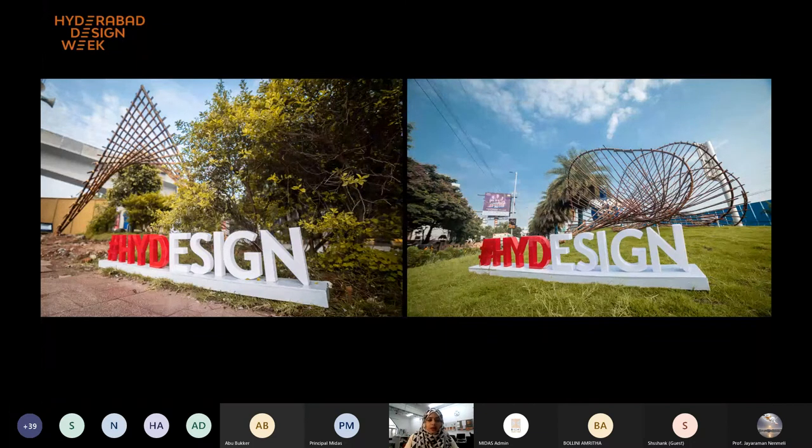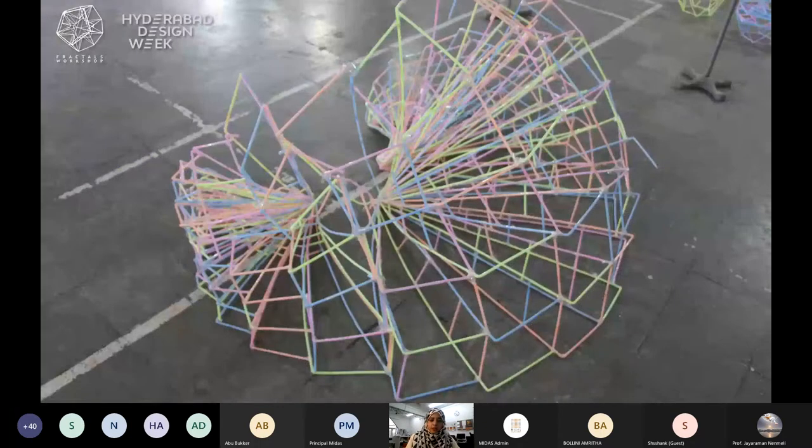We also did this in Hyderabad during Hyderabad Design Week 2019. This time we used cane, which is the local material here. You can see that it's a very versatile material, which can have straight lines, and it can also have curvaceous lines, where you have to let go of control over the material and let the material take a form on its own.